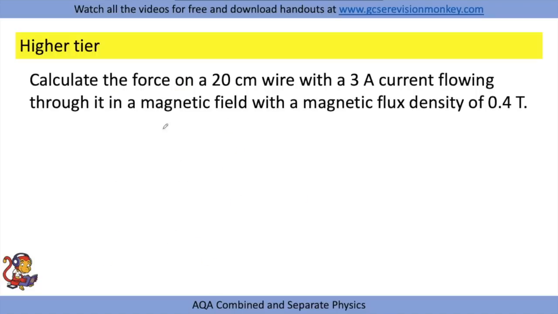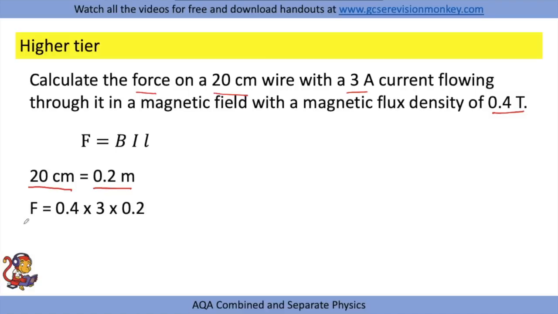So a quick example might be something like calculate the force on a 20 centimetre wire with a 3 amp current flowing through it in a magnetic field with a magnetic flux density of 0.4 teslas. So using F = BIL, we first convert our 20 centimetres into meters, and then we put our numbers in. Force is equal to 0.4 tesla times 3 amps times 0.2 meters, which would be equal to 0.24 newtons.